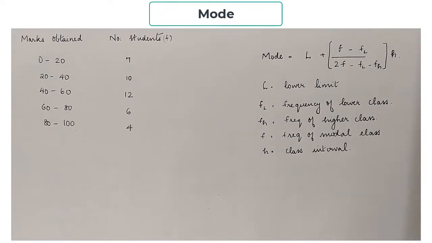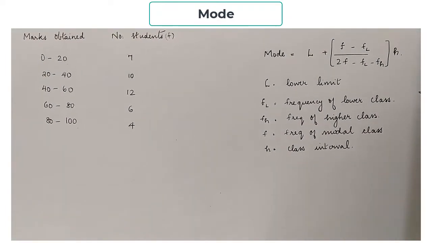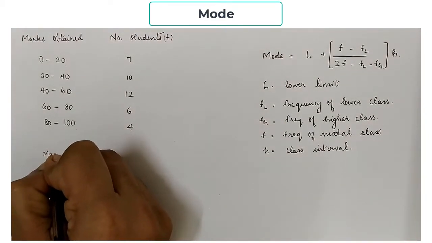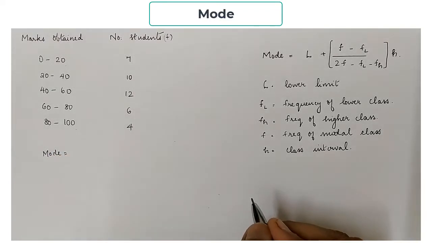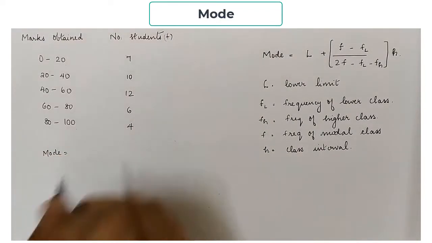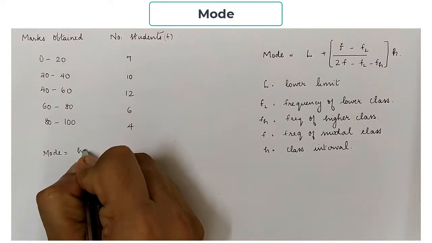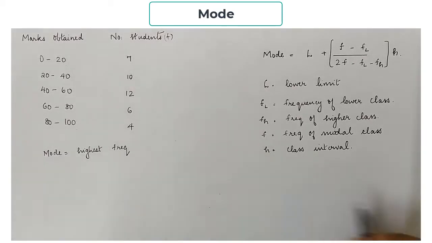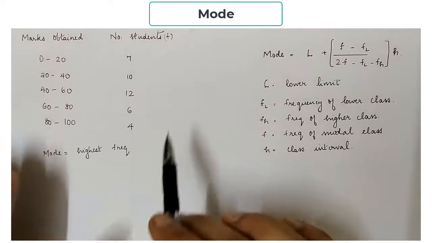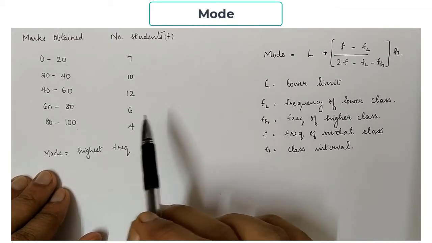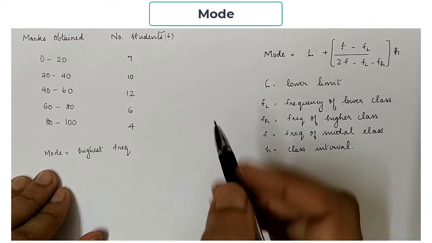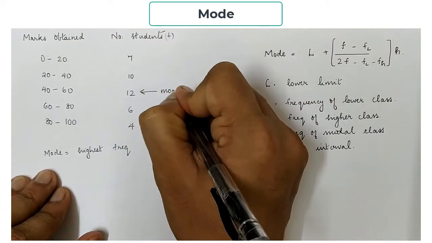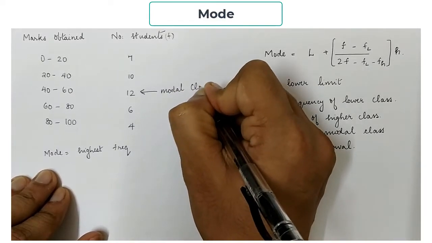Now when a question like this is given and you have to find the mode, to understand the mode, you know that mode is the class with the highest frequency. Okay, now in this particular data set, which is the class which has the highest frequency? Of course this is here. So this is called the modal class.